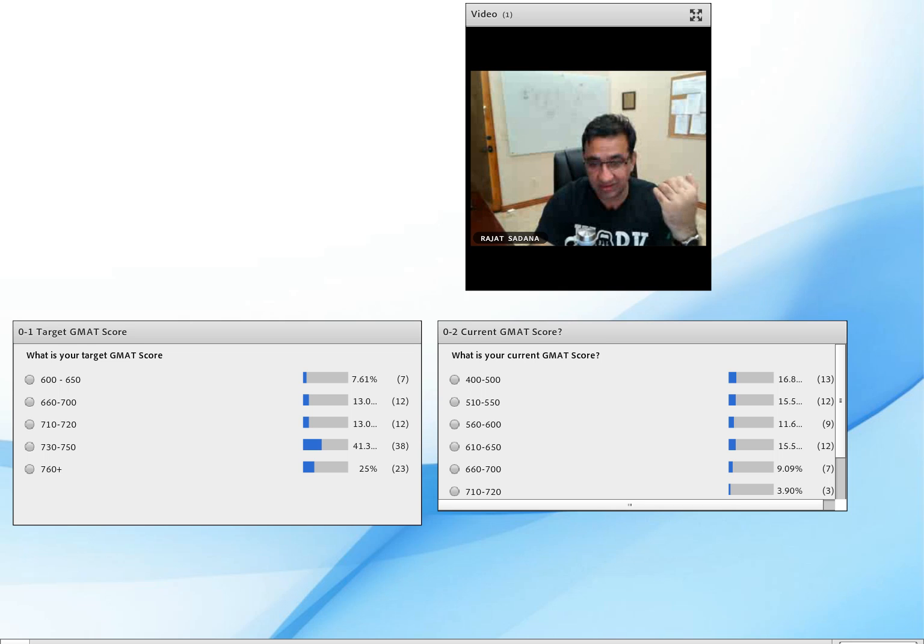And then with regards to the current GMAT score, again, the biggest group is those who don't know their scores as of yet. Sandeep, you can probably provide them a link to our mock test so that they can get a baseline. But other than that, fairly evenly divided. The biggest group is about 15%. That's the 400 to 500 group, and the 510 to 550. And then from there on, it does taper off as expected. You won't be in this webinar if you are at a 740 already.